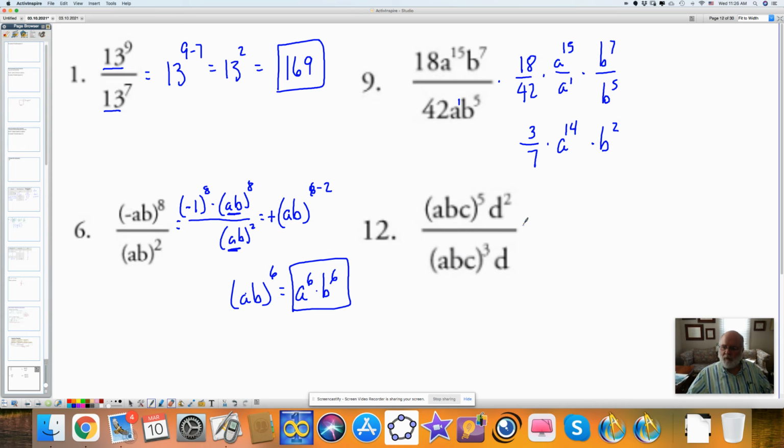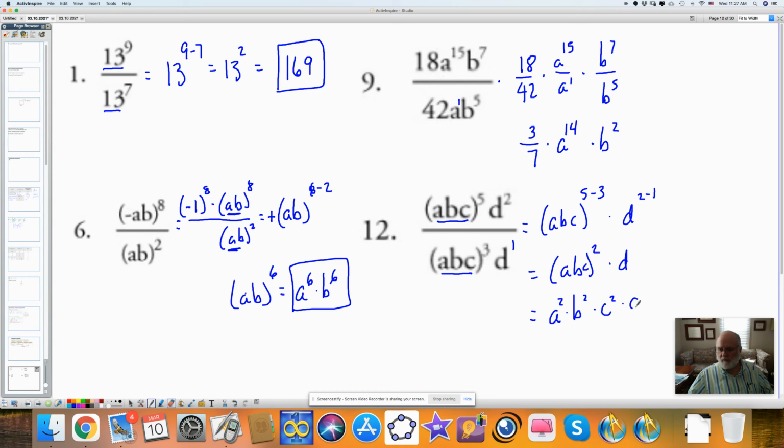And this one we could do the same way. Since this is the same base as this one, I can subtract the exponents first. So I have ABC to the 5 minus 3, and then you have d to the 2 minus 1. This is 1 when you're dividing. So I end up with ABC squared times d. And when you have a power of a product, you have to distribute that exponent. So this is a squared, b squared, c squared times d.